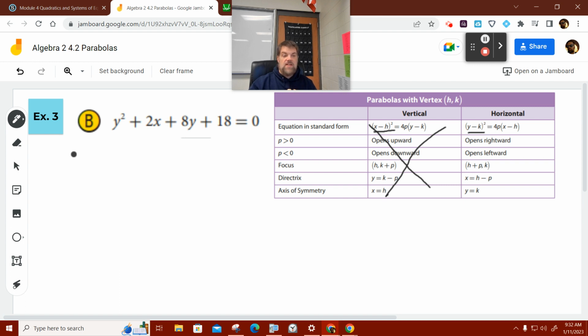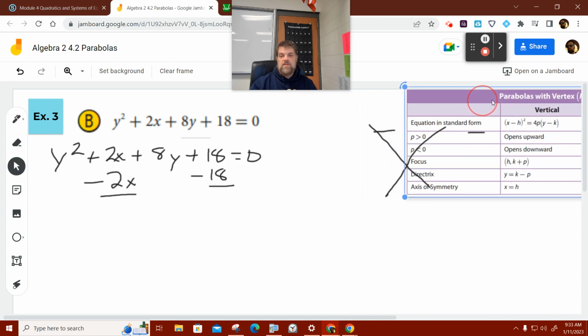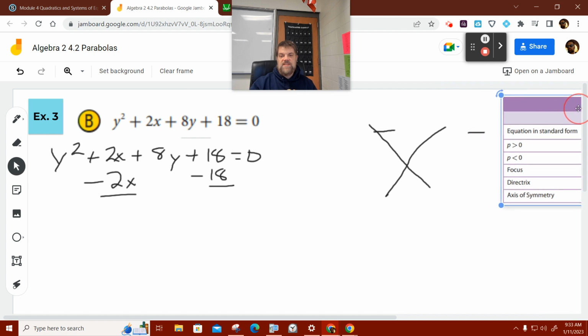Okay, same thing though. I'm going to write this out, y squared plus 2x plus 8y plus 18 equals 0. So we're going to isolate the y. This doesn't have a y, so I'm going to move the 2x. The 18 doesn't have a y, so I'm going to move the 18. Whatever I do on one side, oh, that's where I kind of screwed up. I got to move this. I got to move this over. So I'm a little bit in my way here.